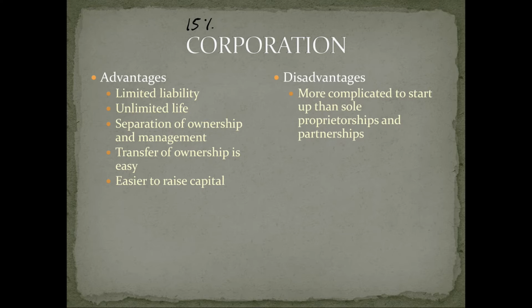It is more complicated to start up than sole proprietorships and partnerships. So as I mentioned, with a corporation, you need to file an Articles of Incorporation or a charter, and you need to prepare a set of bylaws. So an Articles of Incorporation simply states the name of your corporation, what is your intended lifespan. So as I mentioned, you could have an unlimited lifespan. What is your business purpose? What are the number of shares that are going to be issued if you are going to be publicly traded? But that is what is included in an Articles of Incorporation.